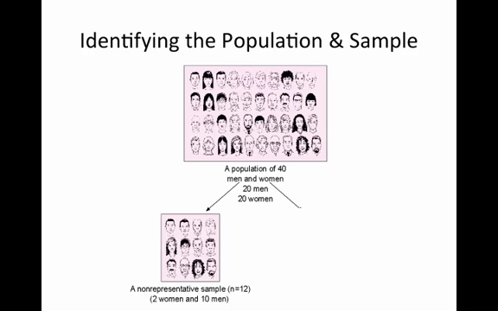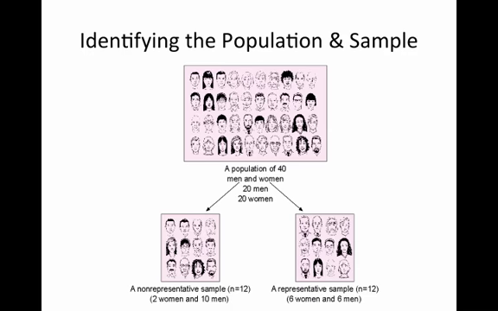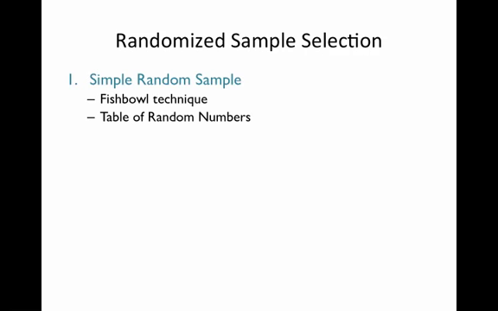A more representative way of getting those 12 people would be to look at 6 women and 6 men, because that means that, like the population, our sample has an equal number of men and women. As we're going through and starting to identify who we want to use as our participants, we need to try to emphasize these randomized techniques. These are the best techniques at getting participants, and these are the ones that are most highly desirable.